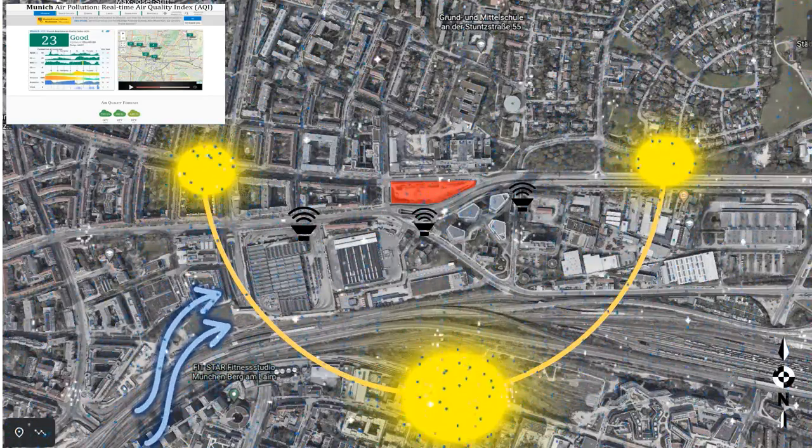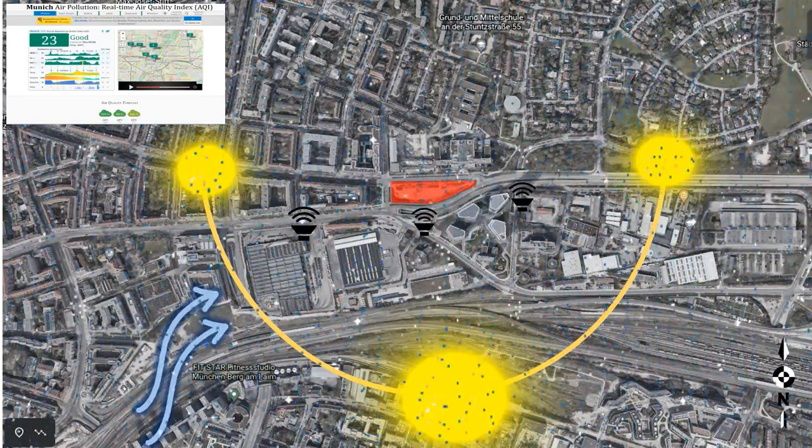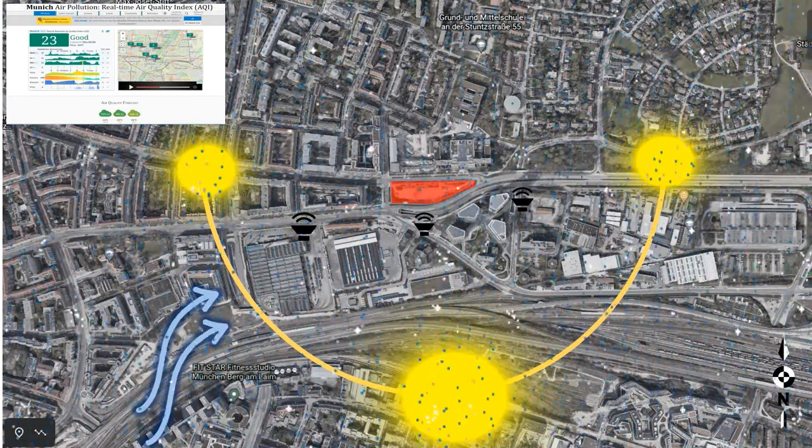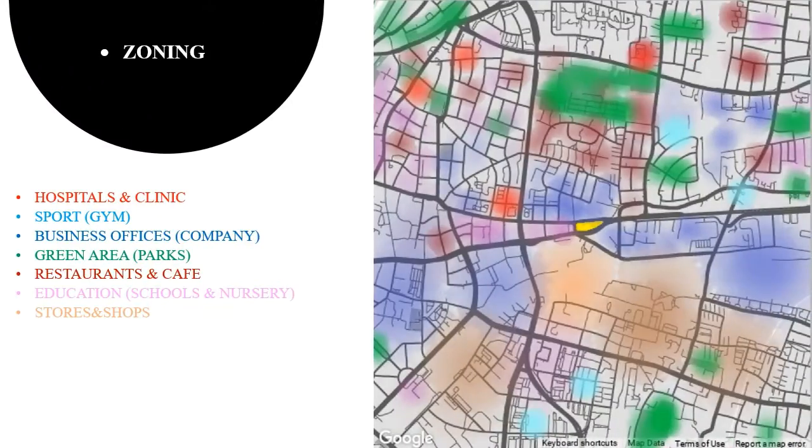The air quality in Munich is considered good. There is no air pollution, depending on the air quality index, AQI. Our site is considered a mixed-use site. We have hospitals, sports, business offices, green areas, entertainment like restaurants and cafes, educational buildings, and shops.